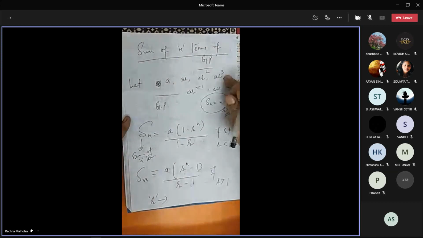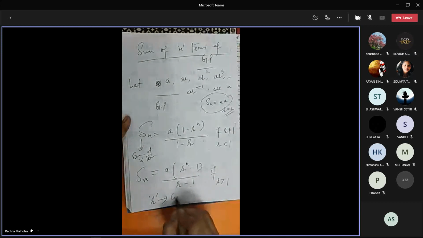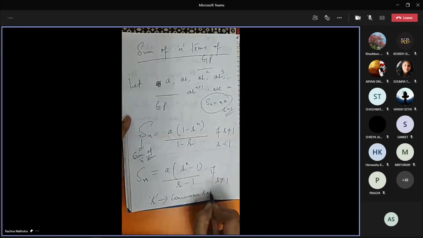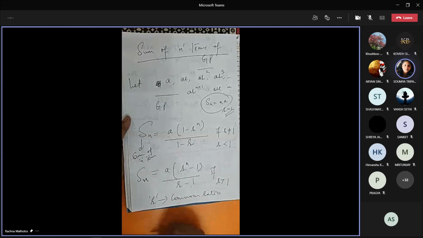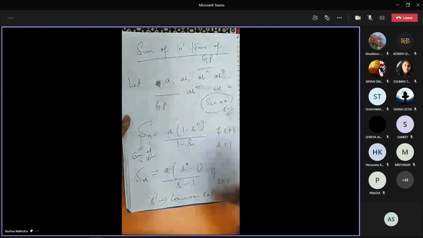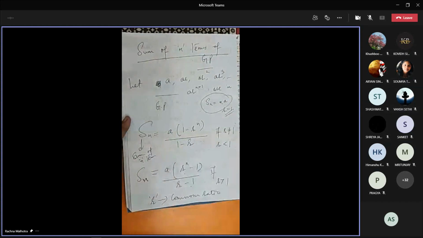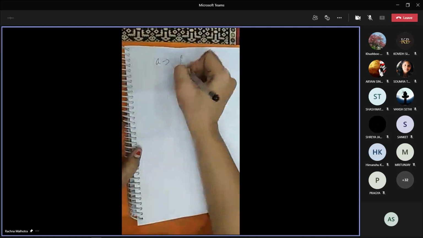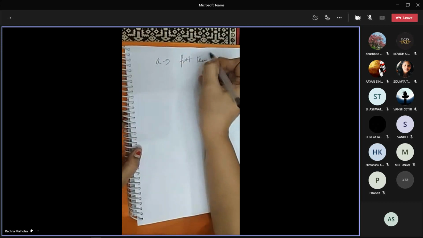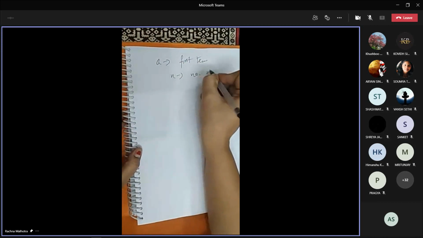What is r here? Common ratio. And what is a? First term of the GP. And what about n? Number of terms.